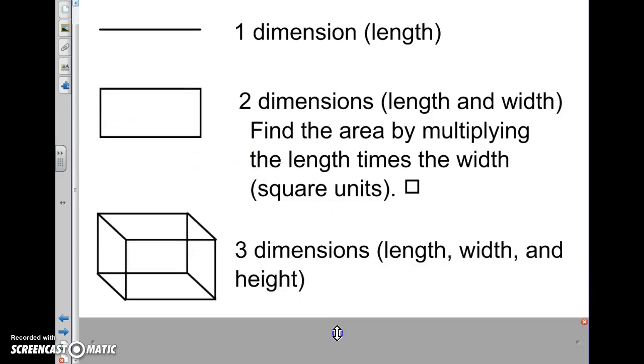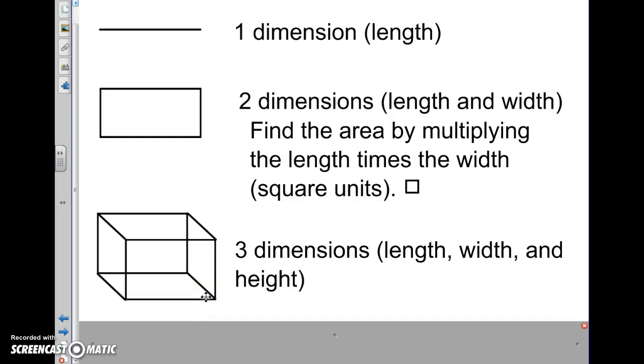Now what we're going to be looking at are three-dimensional figures, in particular what are called rectangular prisms. And rectangular prisms are measured in their length, their width, and their height. So there's three dimensions that we use when measuring these solid figures.